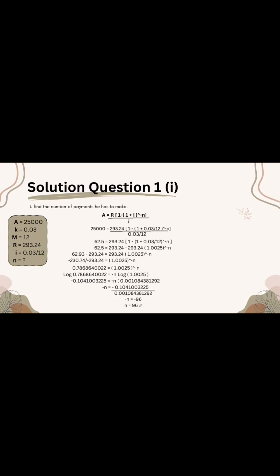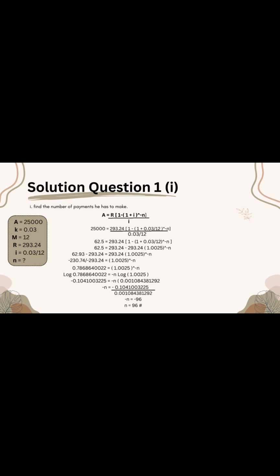First of all, we should take out all the important information. Now we will use the formula A equals R bracket 1 minus bracket 1 plus 0.03 over 12 to the power of minus n, divided by 0.03 over 12. And now we will solve it step by step.